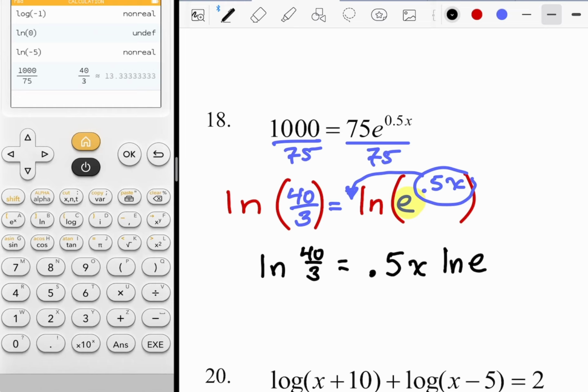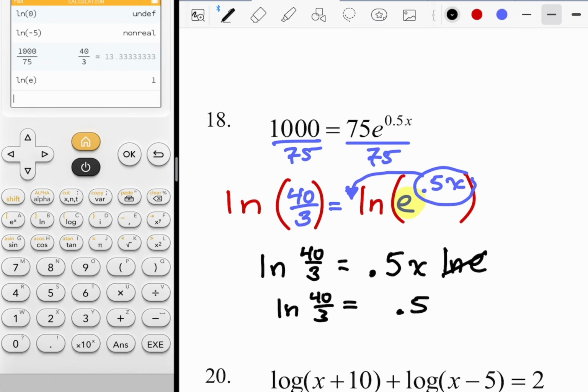Now if you don't know it, that's fine. You could type it in the calculator, ln of e, and it'll spit out a 1. But that's the reason why we selected a natural log, because the natural log of e is equal to 1. I'm able to cancel that out. All right, so I have ln of 40/3 is equal to 0.5x.